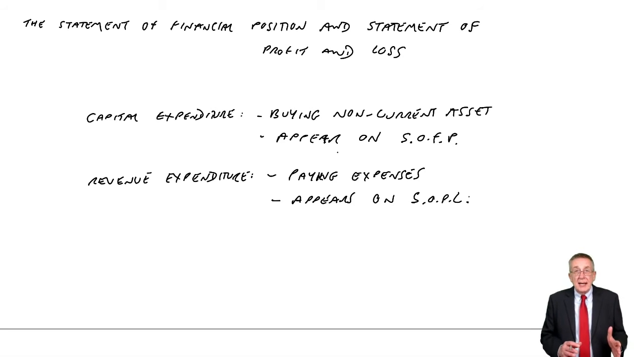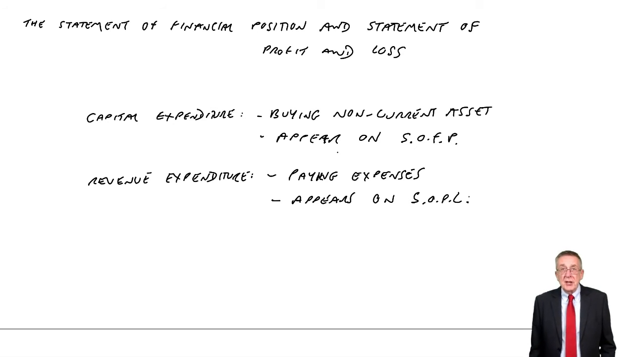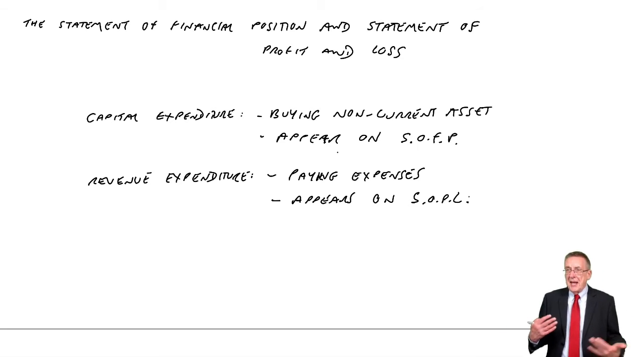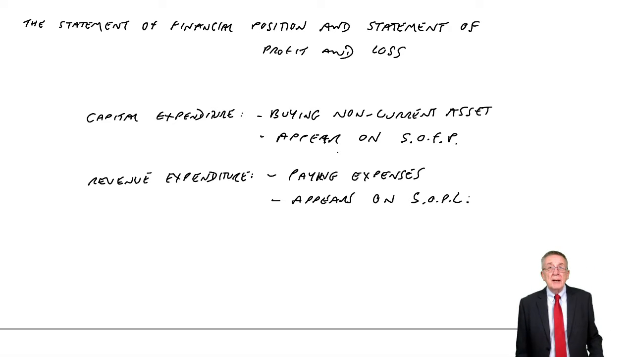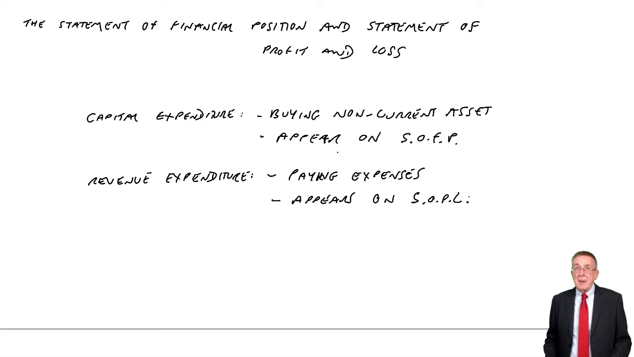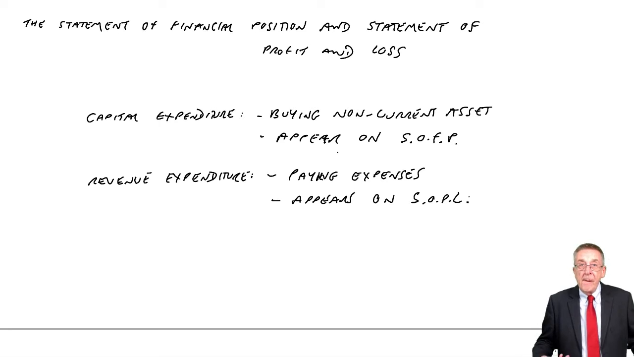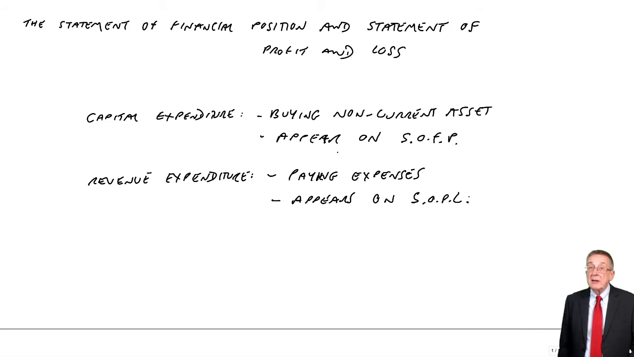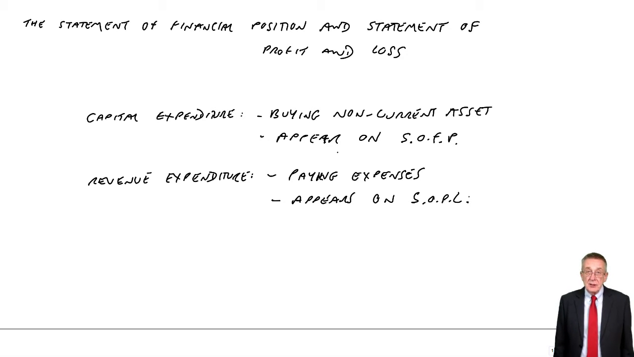And again, it's confusing. The word revenue itself is income, is sales. Revenue expenditure sounds very odd. Revenue, you're earning money, expenditure, you're spending money. So it does look odd, but the reason it's called revenue expenditure is you're paying these expenses, you're paying electricity, in order to be able to earn revenue. However, I'm afraid it's just terminology you've got to learn, and you will be tested on it. Capital expenditure, you're buying non-current assets. Revenue expenditure, expenses that appear on the statement of profit or loss.